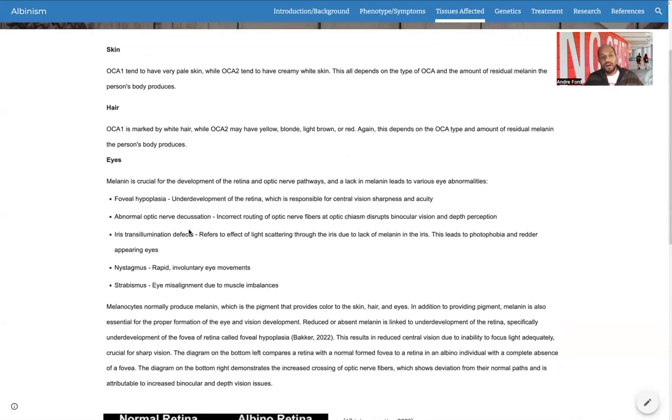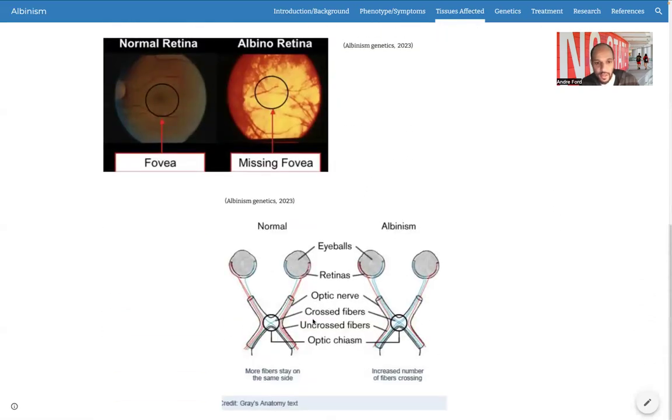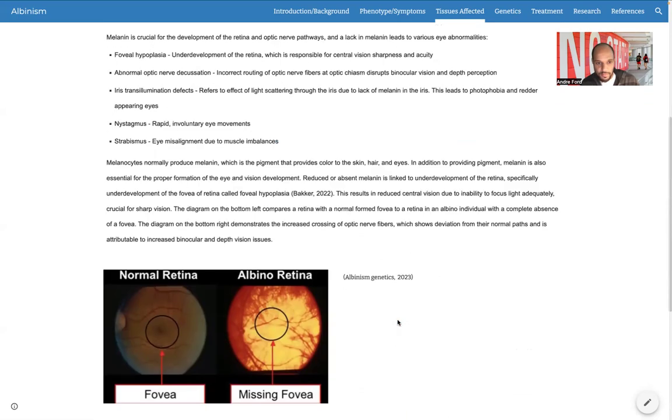Abnormal optic nerve decussation, and that is where there is increased rerouting of the optic nerves through the optic chiasm, and this disrupts binocular vision and depth perception. And as you can see in the picture below, the normal wiring is not as dense as on the right. You can see that they're doubled up on the wiring with the blue here, and it's just more connections that aren't supposed to be there, which actually disrupts vision.